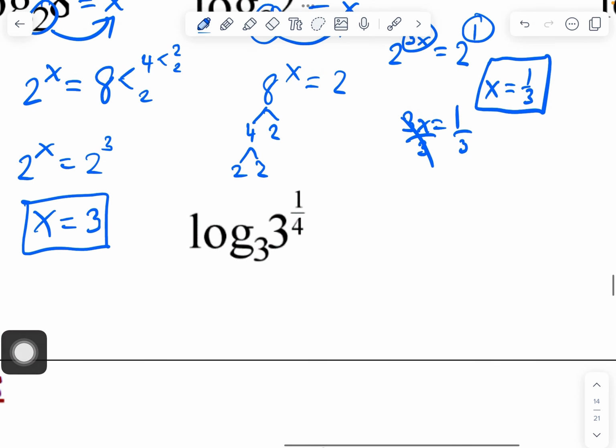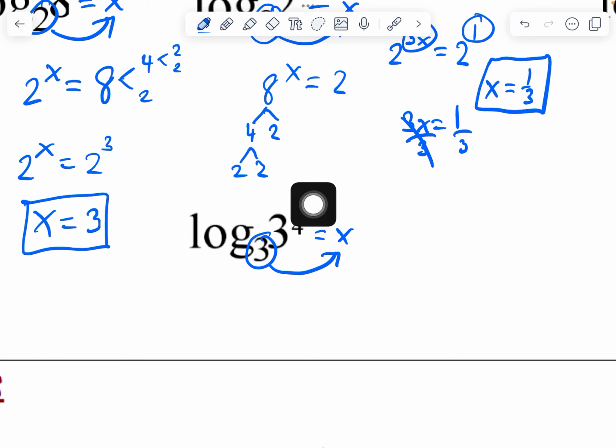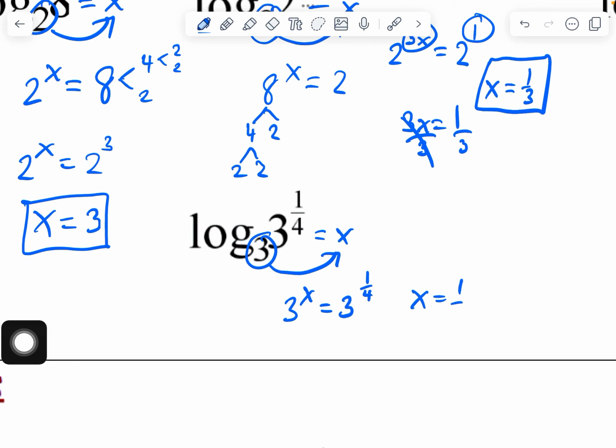Last one here. This one we're going to set equal to x, and be kind of careful here because we see an extra number, but that's just the exponent of our 3 here. So this would be 3 to the x equals 3 to the 1/4. And since our exponents have to be equal since our bases are the same, we can conclude that x equals 1/4.